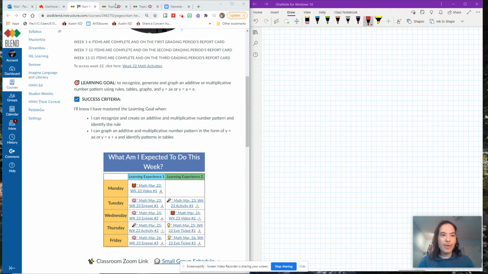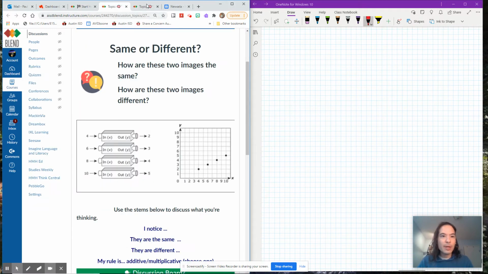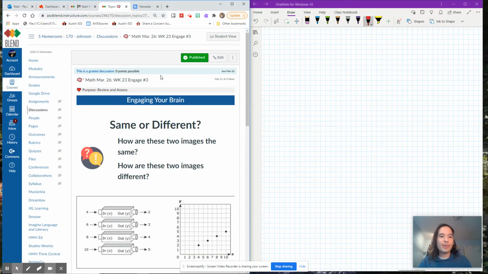Welcome to another episode of How Many Tabs Are Open on Mr. Johnson's Computer, Friday edition 246. Looks like I have two tabs that are open at the same thing, so maybe I should close one.